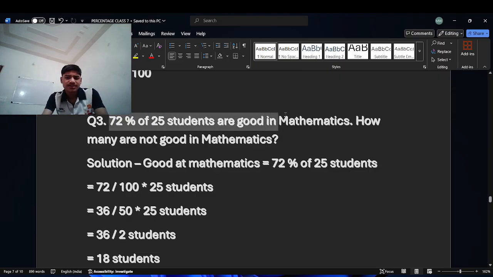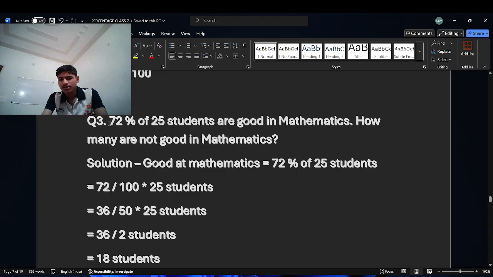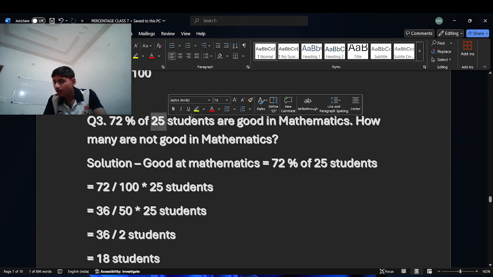72% of 25 students are good in mathematics. How many are not good in mathematics? First, you have to calculate how many students are good in mathematics, and the remaining will be not good, because 25 students are the total. 25 students is the original number. And 72% are good in mathematics.